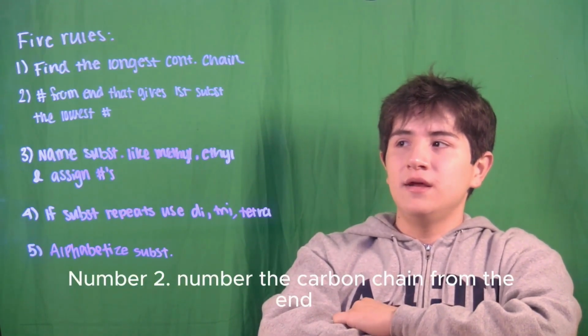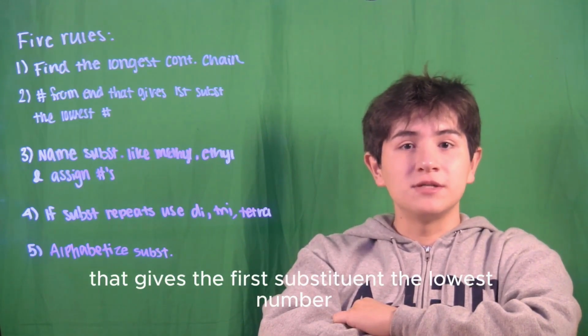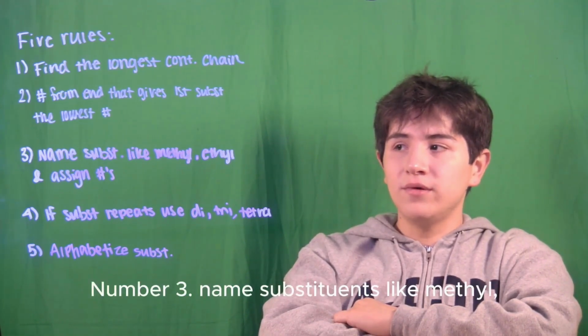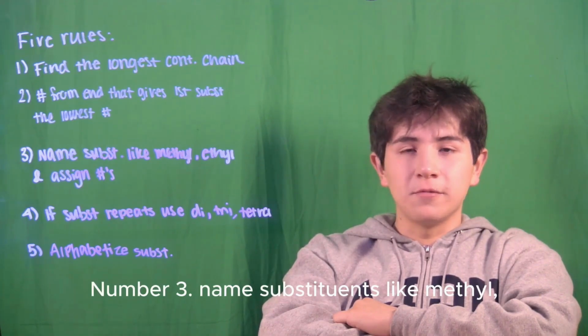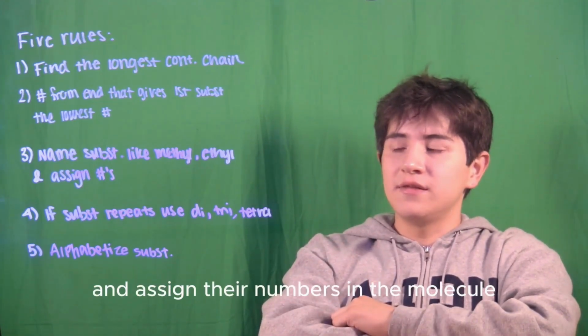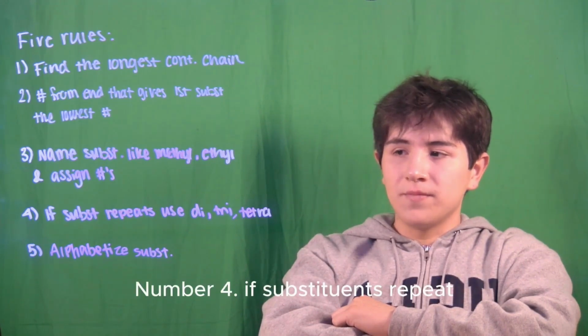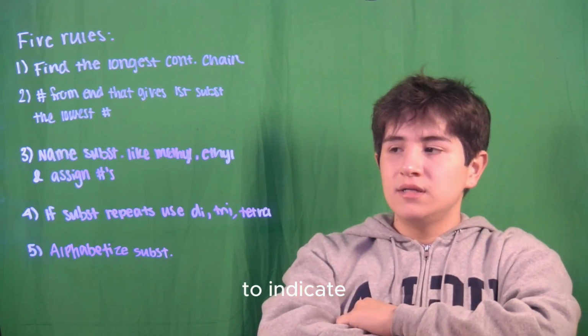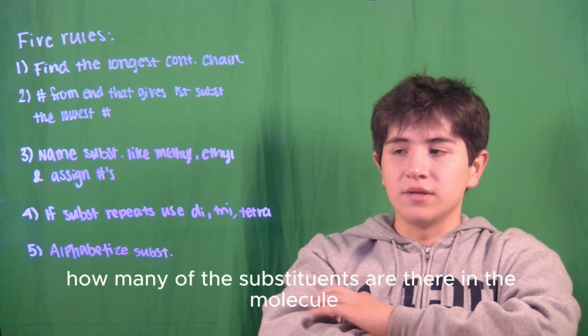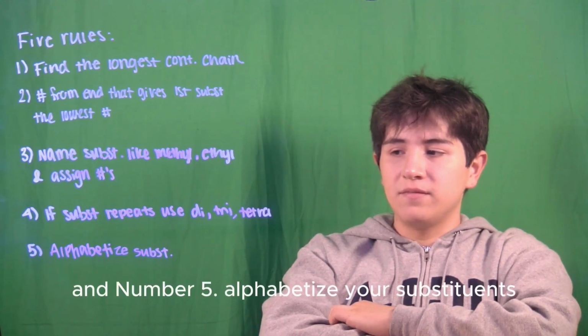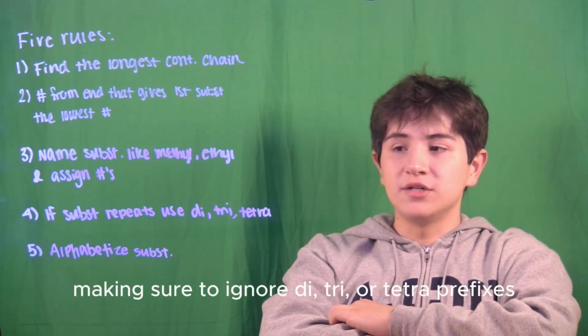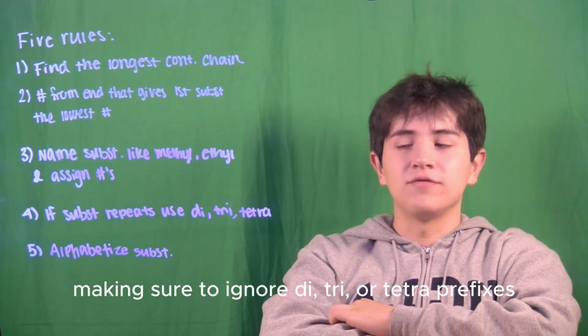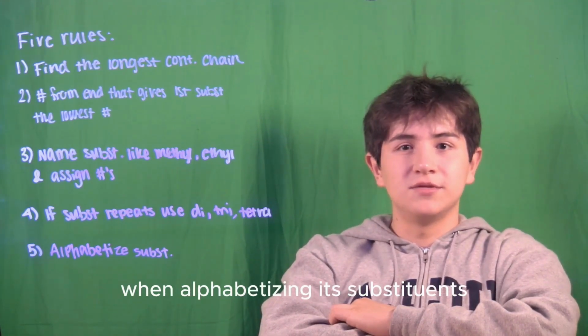Number 2, number the carbon chain from the end that gives the first substituent the lowest number. Number 3, name substituents like methyl, ethyl, etc., and assign their numbers in the molecule. Number 4, if substituents repeat, use di, tri, tetra, etc. to indicate how many of the substituents are there in the molecule. And number 5, alphabetize your substituents, making sure to ignore di, tri, or tetra prefixes when alphabetizing these substituents.